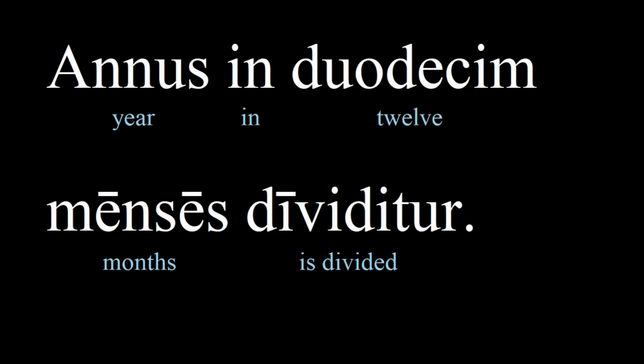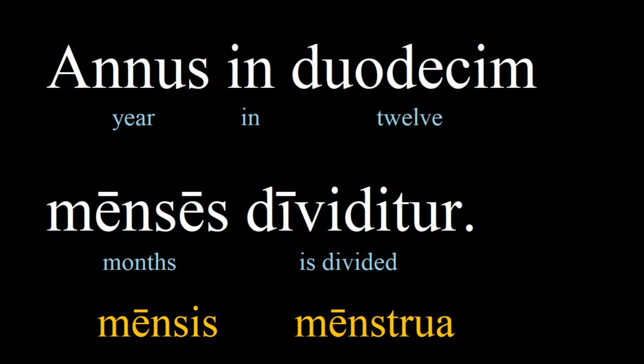And what do you think the middle part means? Duodecim is the number 12. Duo, 2, decim, 10, like decimal. And what 12 things is a year divided into? Months, of course. The word mensis is where the word menstruation came from, specifically from the word menstrua. So altogether this is, the year is divided in 12 months.